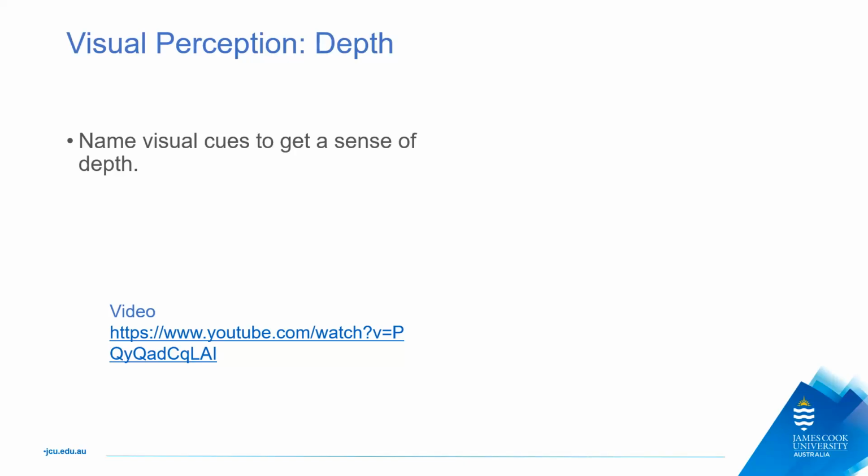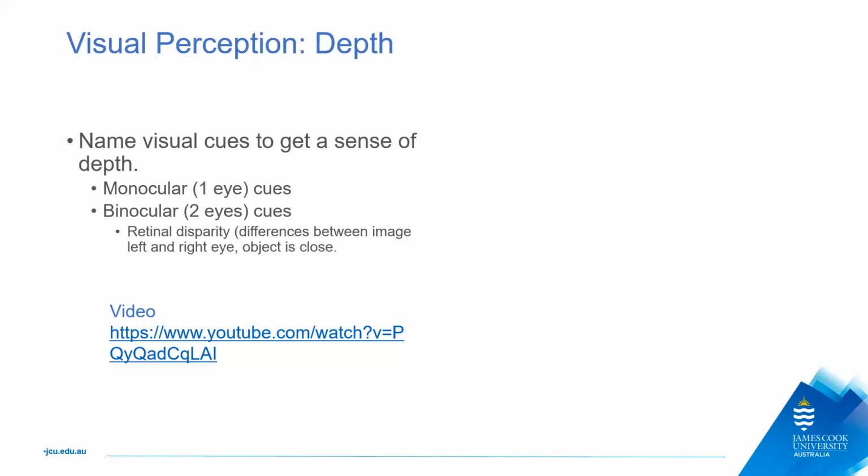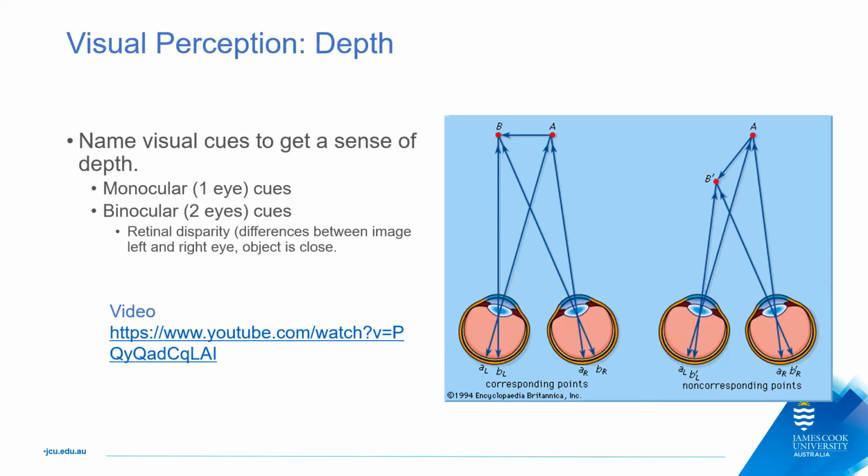So we'll watch a short video later. This is really about monocular versus binocular cues. I want people to take note of the binocular cues, just for the sake of general knowledge. Really important. This panel is essentially just showing you the presence of retinal disparity.